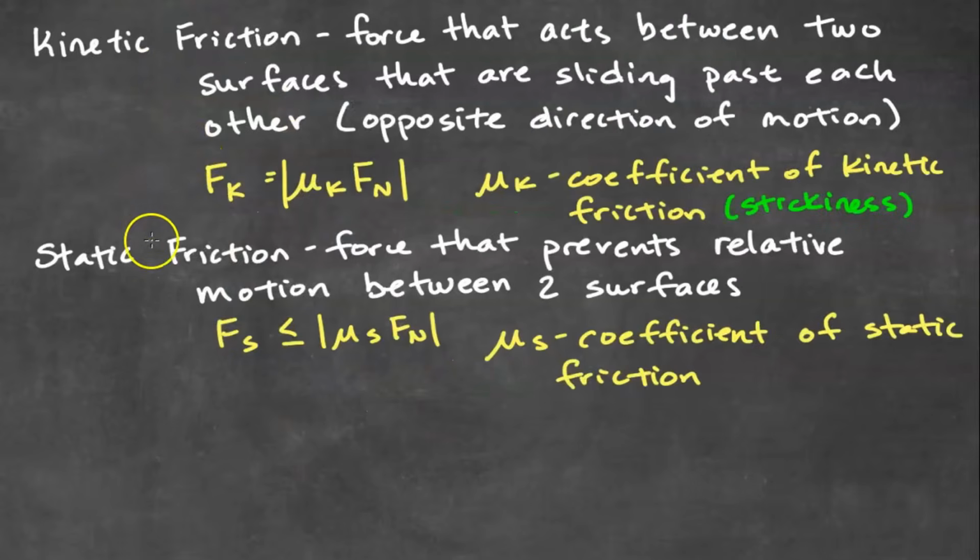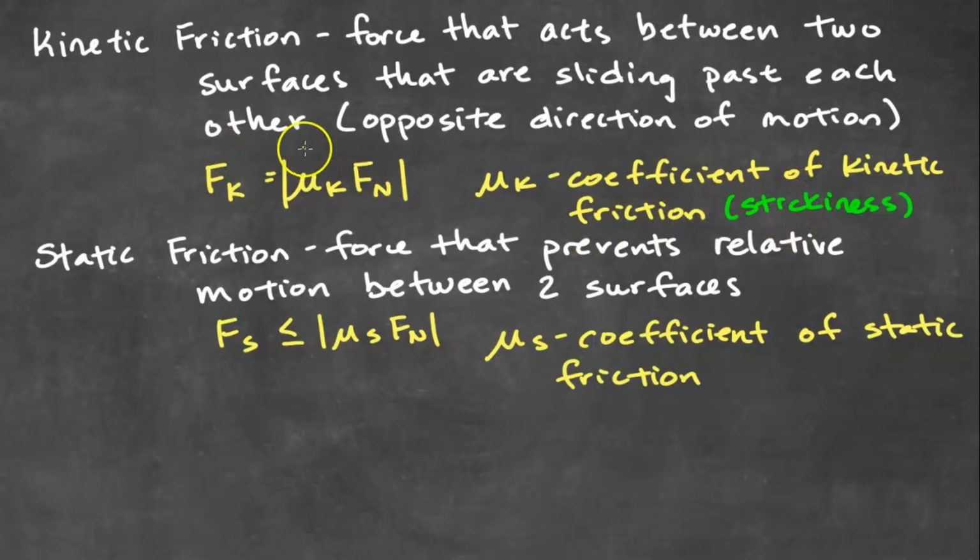Next, we'll take a look at friction forces. So there are two types of friction forces. The first is kinetic friction. This is the force that acts between two surfaces that are sliding past each other, and the direction of the kinetic friction force is in the opposite direction of the motion. The equation for the kinetic friction is mu k times Fn. Fn is the normal force. Mu k is the coefficient of kinetic friction. This tells you how much stickiness there is between the two surfaces.